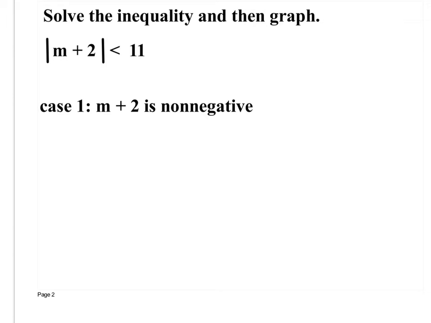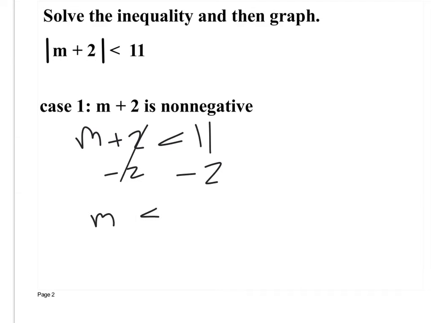Case 1, we treat m plus 2 as non-negative or positive. So we just work it out like it shows. So m plus 2 is less than 11. So we solve for m, and we find that m is less than 9. So that's all you've got to do for case 1.